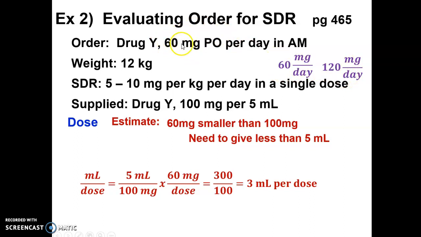We were told to give 60 milligrams per dose. Now, technically it says per day, but that was the only time we were given it, right? So that's 60 milligrams per dose. So check those units. Milligrams cancel. We have milliliter on top, dose on bottom, which is what we're looking for. So multiply the top. The bottom is 100. We divide, and we get 3. We need to give our patient 3 milliliters. Does it fit your estimation? We said, well, less than 5. So yeah, we're good with that. That one works.